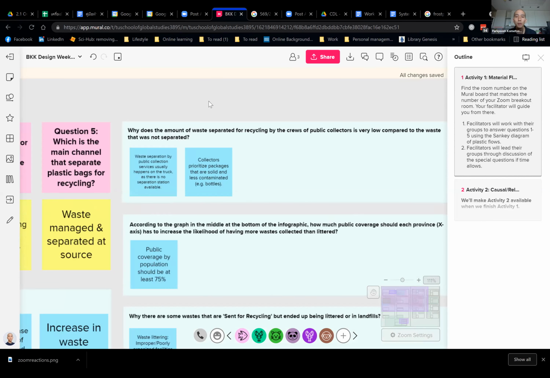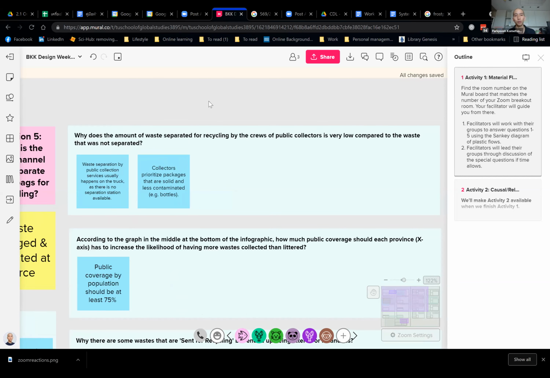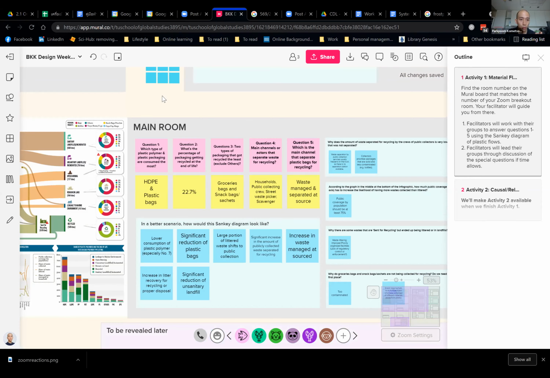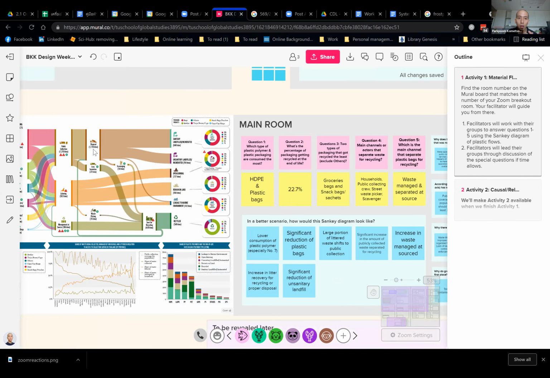Not everyone has the same special question, right? So this one is for room number 2 and number 5. Why is the amount of waste being separated by the recycling crew, this part here, very low compared to the disposals?